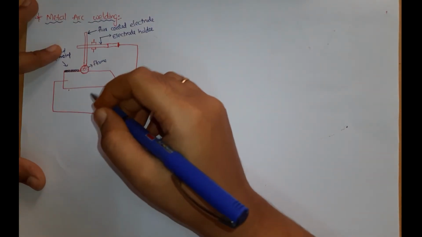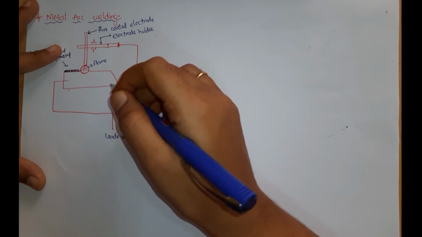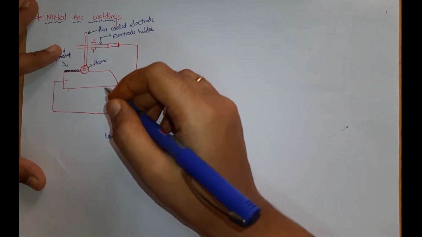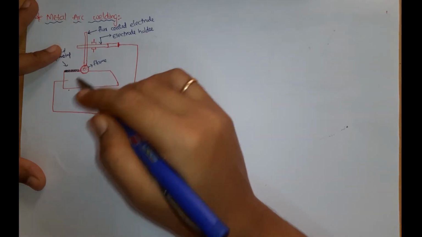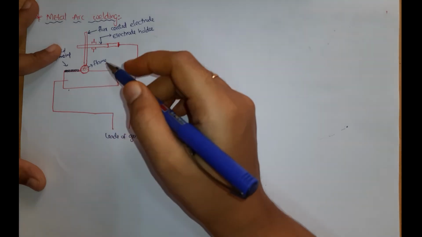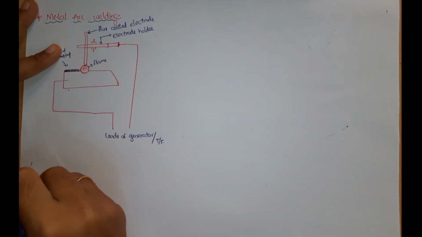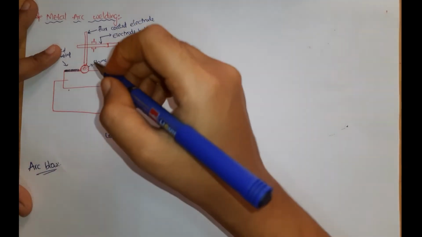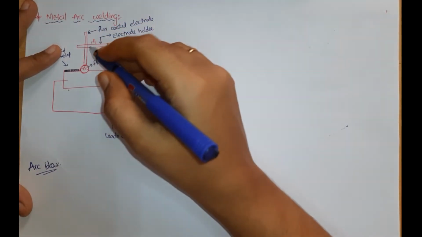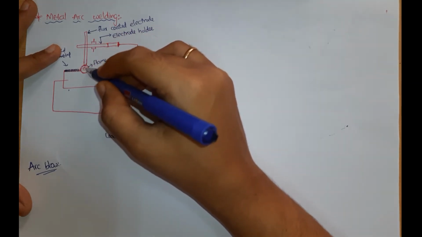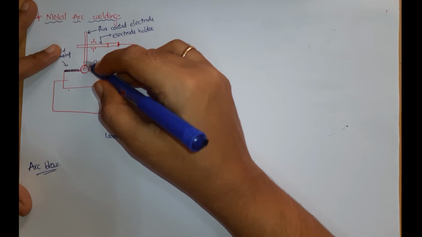For metal arc welding, both AC and DC supply can be used. However, AC supply is more preferable compared to DC, since DC metal arc welding may result in arc blow. Now let us see what is meant by an arc blow. When a supply is given to the electrode, it forms an arc between the workpiece and the electrode.